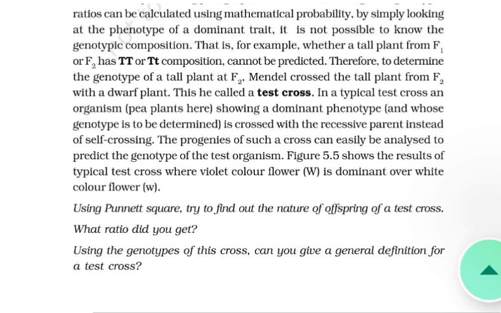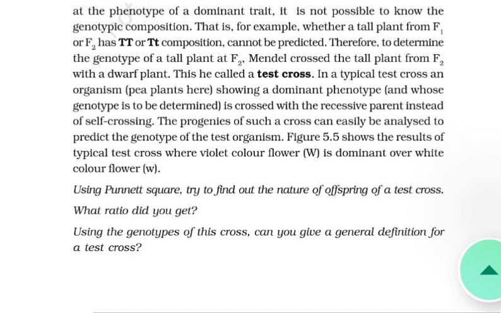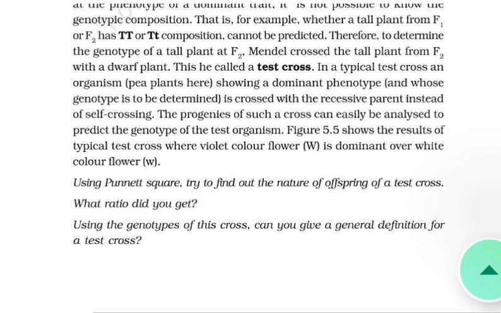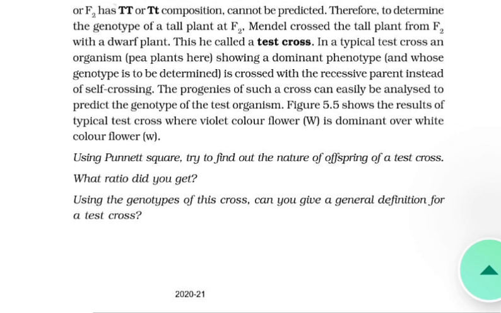Figure 4.5 shows the result of a typical test cross, where violet color flower, that is capital W, is dominant over white color flower, that is small w. Using a Punnett square, try to find out the nature of the offspring of a test cross. What ratio did you get? Using the genotype of this cross, can you give a general definition of a test cross?